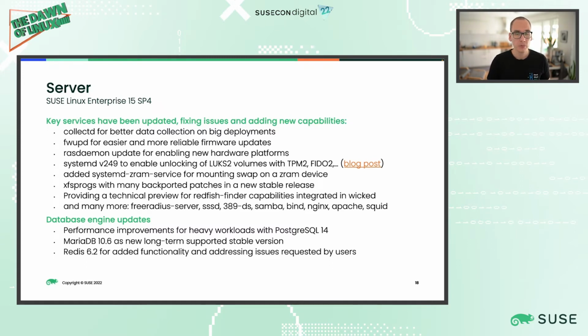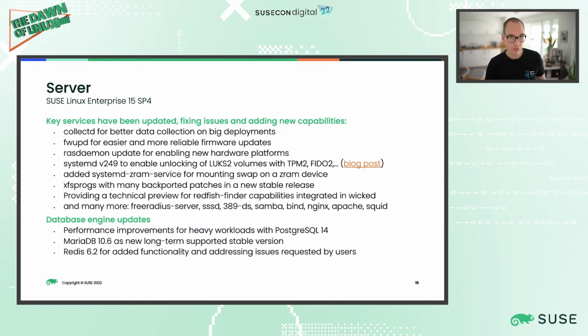xfsprogs has been updated to the latest stable release, which combines all the backported patches that we had in the version in 15 SP3 and now provides a new stable release with all those fixes included. And we are providing a technical preview inside of Wicked, which provides the Redfish Finder capability, which was available in the package redfish-finder for NetworkManager. And we didn't stop there. We updated a lot more applications. Things like SSSD, 389DS, Samba, and other applications have been updated. If you're interested in that, please have a look at the full changelog for 15 SP4.